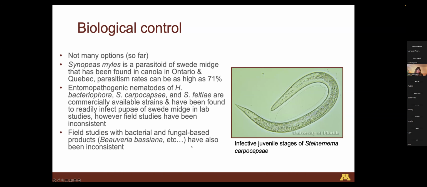And the same thing with these fungal or microbial-based sprays like Beauveria bassiana, also not great results. And these tend to be really expensive, so we can't really recommend them at this time.